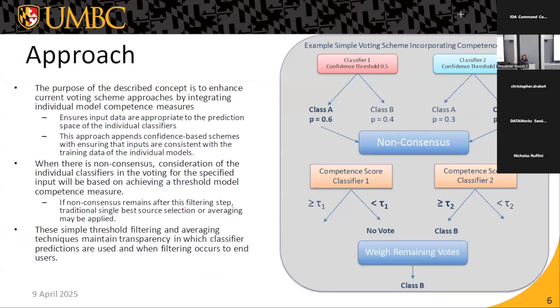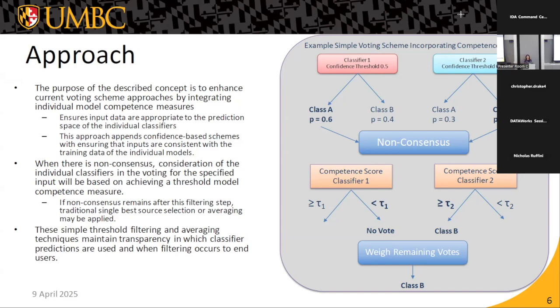So under the approach, we're going to augment the simple schema that we had earlier, and we're going to introduce how we would include these competence scores. The purpose here is that if you have consensus, obviously everybody agrees, right? All the classifiers agree. There's nothing different. It's when you have non-consensus that we introduce just an additional step to our approach.